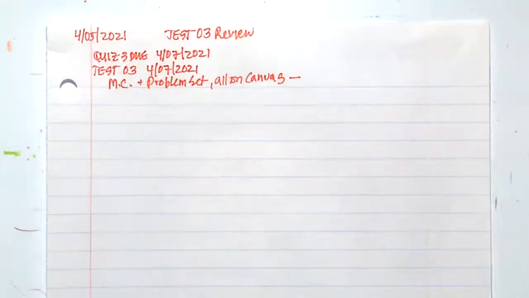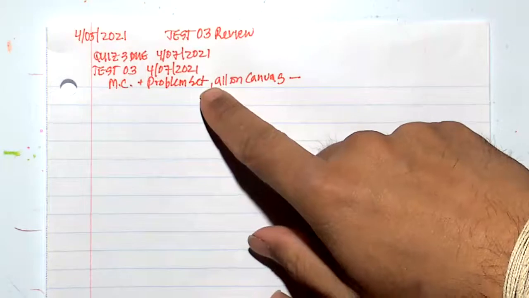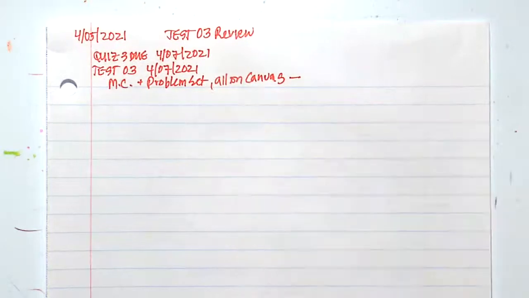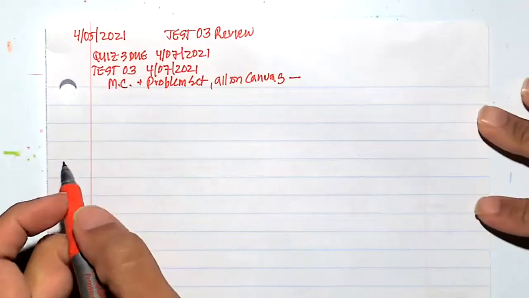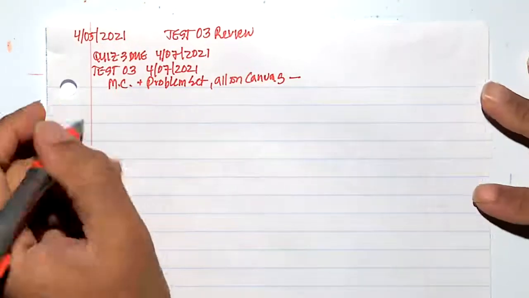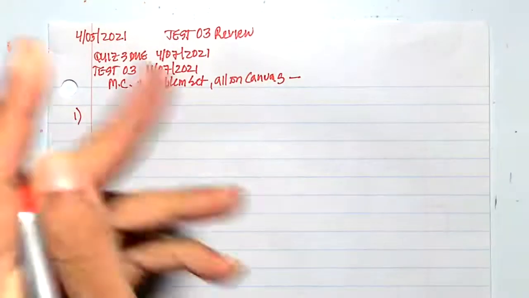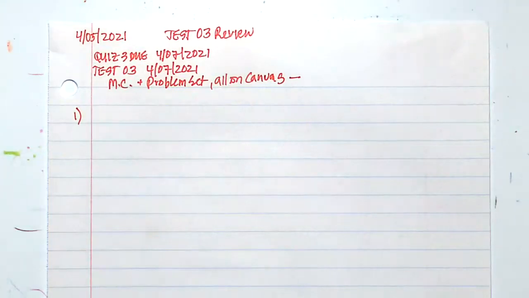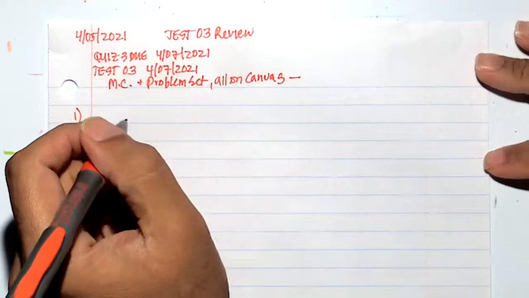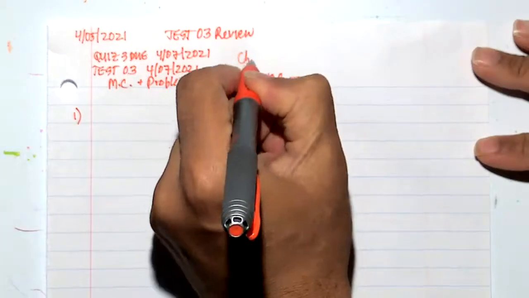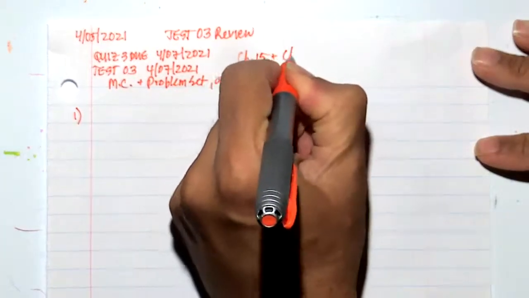So, like I said before, everyone, today is a test review. Your test is on Wednesday. It should all be on Canvas, the multiple choice and the problem set portion. So let's go over the exam. And like I said, I'll go over this pretty fast because I feel like there's a lot of material to cover. The first thing I want to tell you is that this is going to cover Chapter 15 and 16.